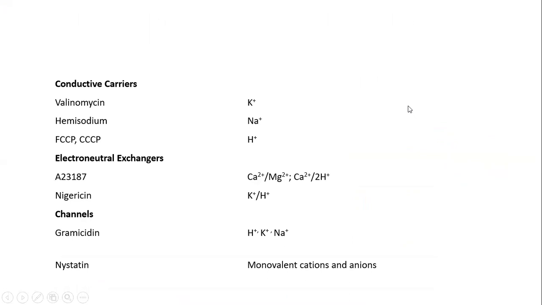Now, conductive carriers, for example, Valinomycin, which is for K plus, hemisodium for Na plus, FCCP and triple CP for H plus. Electroneutral exchangers are there, nigericin for K plus and H plus. Channels: gramicidin and nystatin. Do you remember where we studied gramicidin? In the previous lectures we discussed gramicidin, right? It comes under the category of small linear peptide toxins. We discussed that.